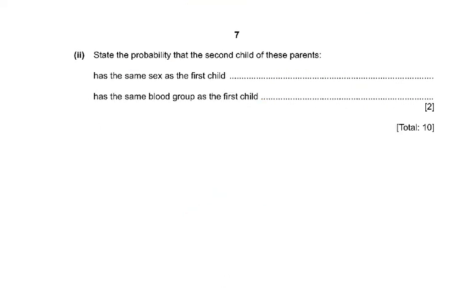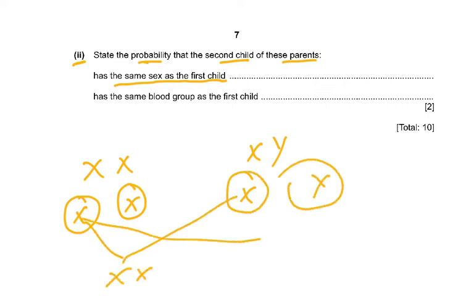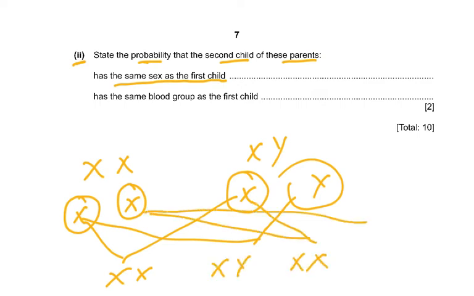The next part of the question is part 2. State the probability that the second child of these parents has the same sex as the first child. Now you know that XX, XY, this story we've done in previous videos. So there is a 50-50 chance always of having a male child or a female child. So this is 50%. State the probability 50%, or you could have said 0.5, or you could have said 1 in 2, or 2 in 4, or 1:1 ratio.